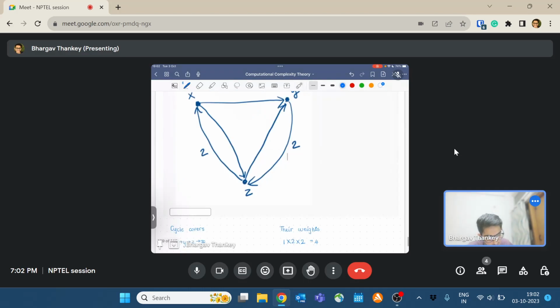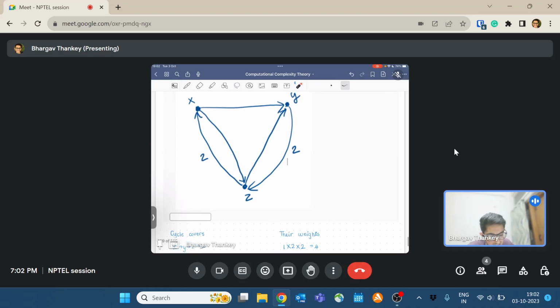Another possibility that we had was going from x to z, right? Then from z, we can't go back to x because then y would be left out. So if we go from x to z, we have to go from z to y. But then we are stuck because there is no way to go back to x, and we can't take this edge because then our cycle cover would be this, which we already have, which won't be a cycle cover because it's not disjoint. So the only possible cycle cover is the one that we saw, and so the answer is 4. Is this fine?